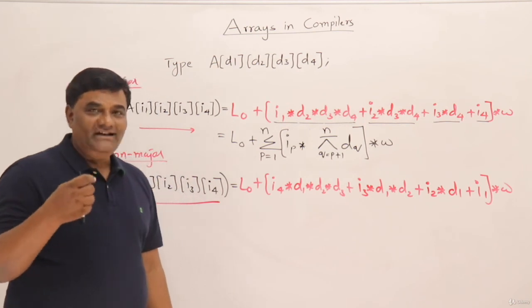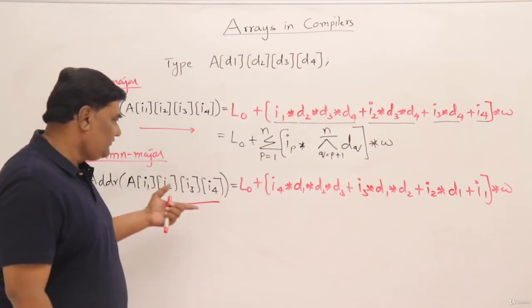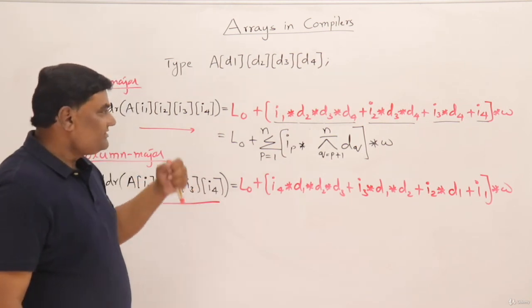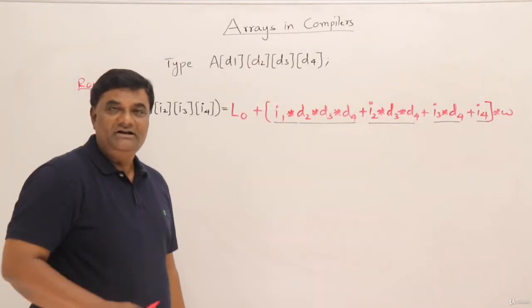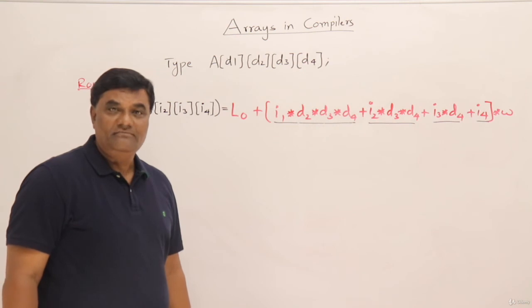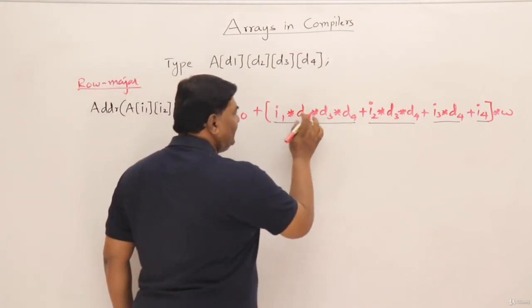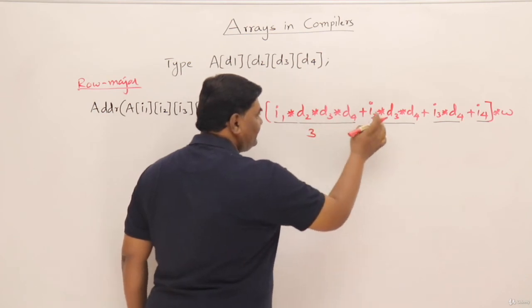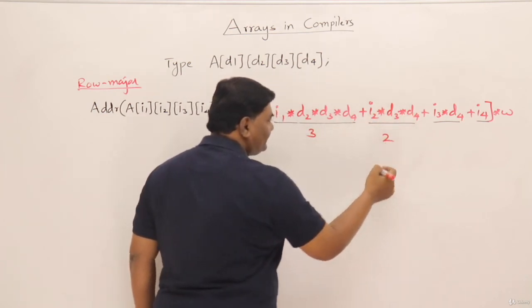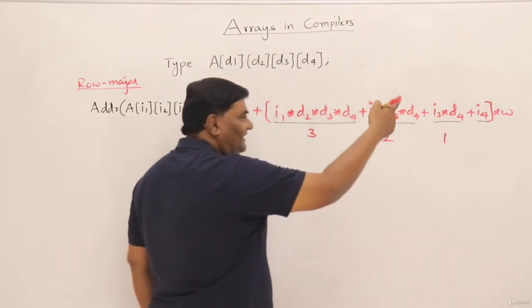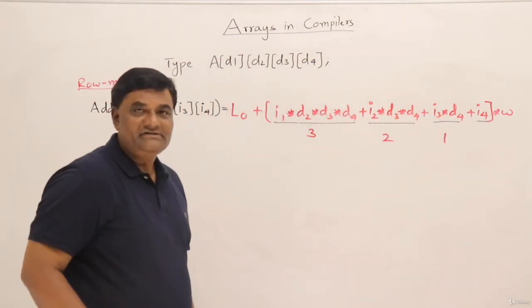Now let us do some analysis on this one. I'll remove the column major formula and we'll do the analysis on the row major formula. Let us see how many multiplications are performed for getting this result. Let us count them. 1, 2, 3. 3 multiplications here. 1, 2. 2 multiplications here. And 1 multiplication here. Then that W is common always. That is plus 1.